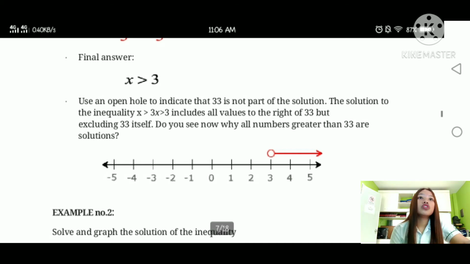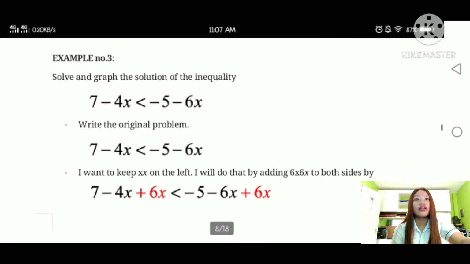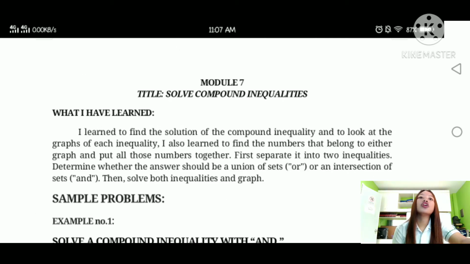Now, I will show you the graph. So you can see that x is greater than 3. There's another example here, so you can solve it. The next is Module 7, Solve Compound Inequalities. I have learned to find the solution of the compound inequality and to look at the graphs of each inequality. I also learned to find the numbers that belong to either graph and put all those numbers together.